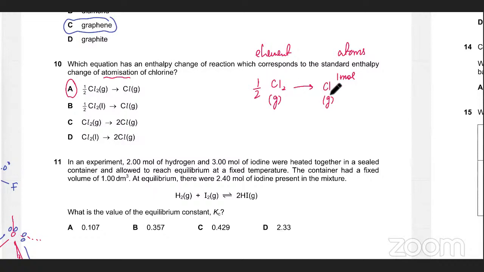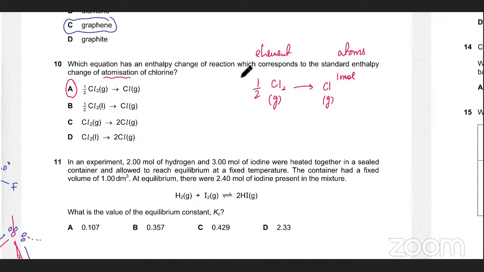1 mole of an atom is formed from its element, and the element must be in the form that it exists in under standard conditions, room temperature. So it's Cl2 and Cl2 is gaseous, remember that. If it had been Br2, it is liquid at room temperature. If it was iodine, it is a solid at room temperature.